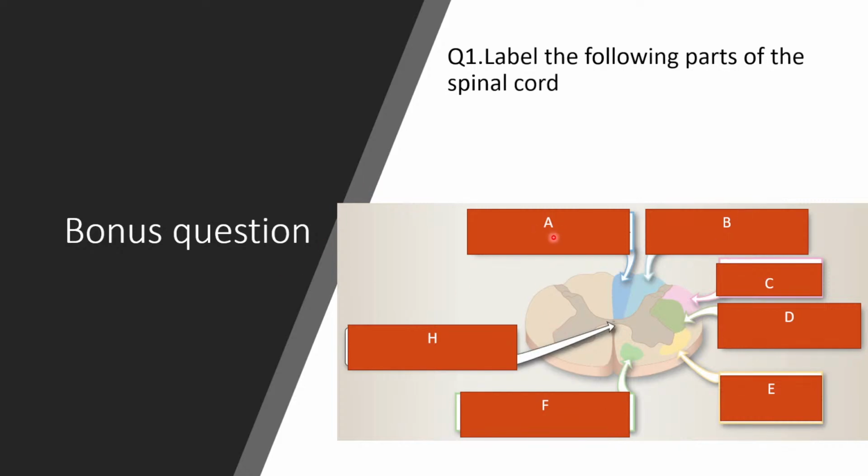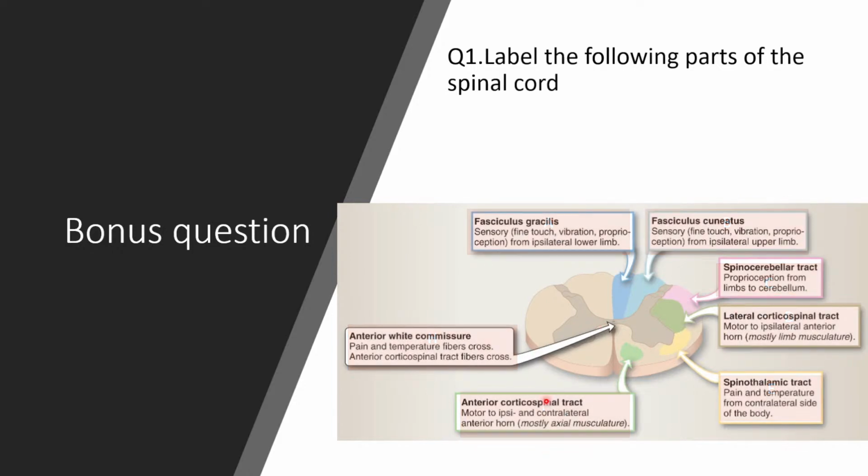The first one here, A, is the fasciculus gracilis, because it's closer to the midline. B is the fasciculus cuneatus, which is in the upper limb. C is the spinocerebellar tract, which is cerebellum. D is the lateral corticospinal tract, because it's lateral. E is the spinothalamic, because it's at the anterior. F is the anterior corticospinal, and H is the anterior white commissure. That's where all the decussation happens.